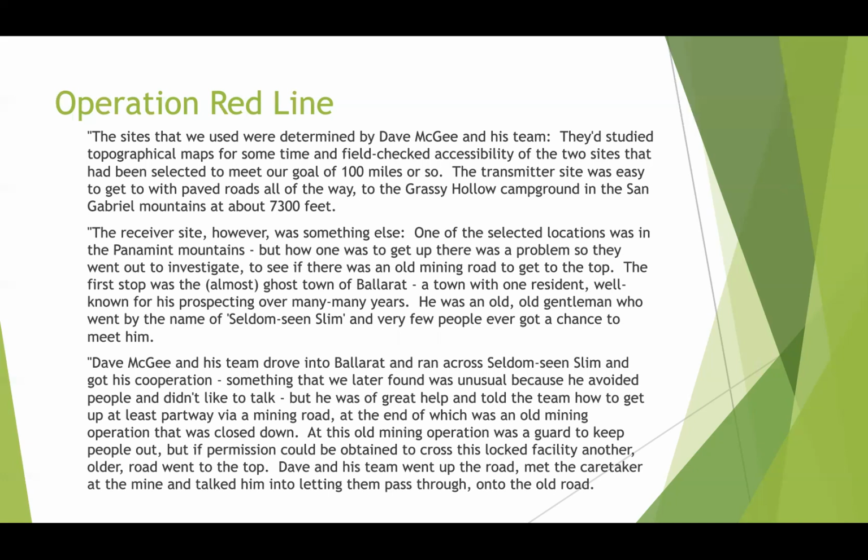Dave McGee and his team drove into Ballarat and ran across Seldom Seen Slim and got his cooperation, something that we later found was unusual because he avoided people and didn't like to talk. But he was a great help and told the team how to get up at least partway via a mining road, at the end of which was an old mining operation that was closed down. At this old mining operation was a guard to keep people out, but if permission could be obtained to cross this locked facility, another older road went to the top. Dave and his team went up the road, met the caretaker at the mine, and talked him into letting them pass through onto the old road.